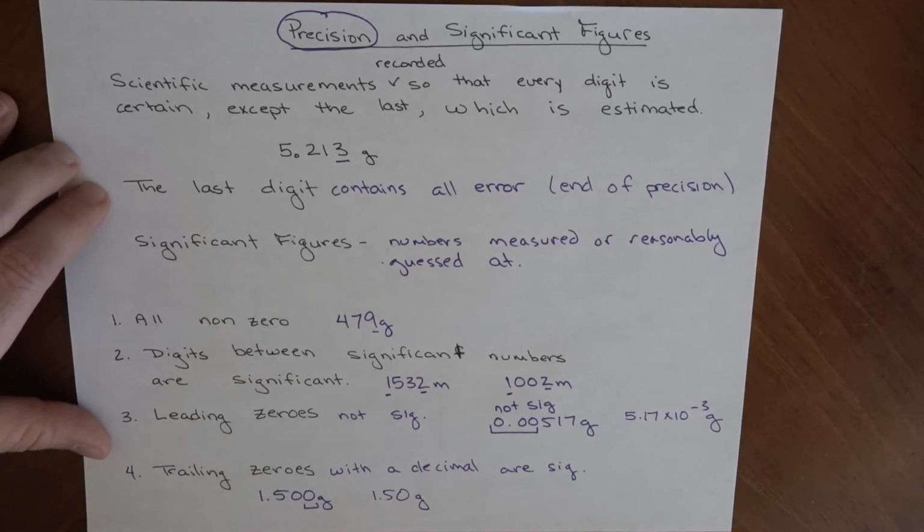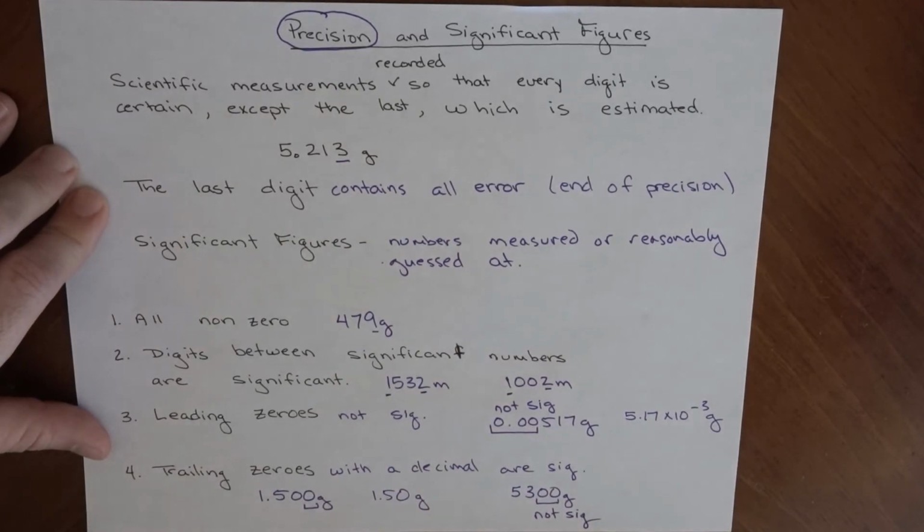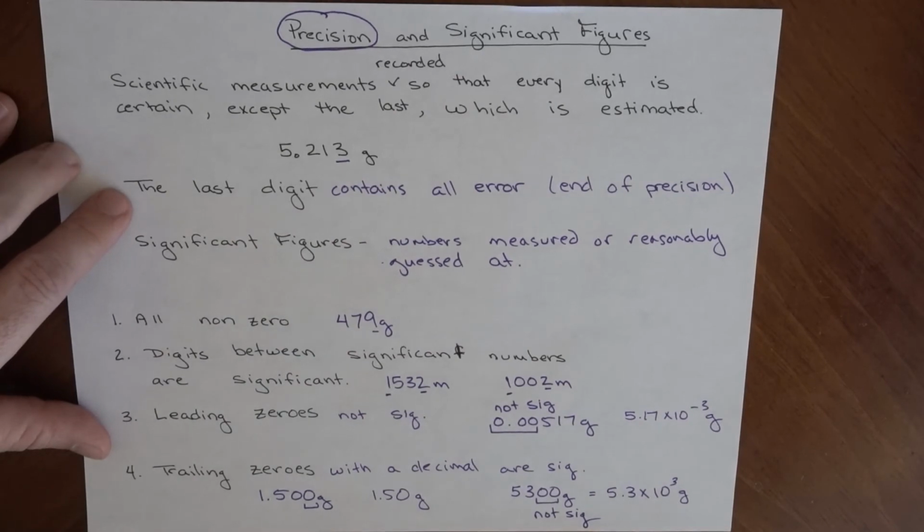All right, so these are trailing zeros with the decimal. However, if I had a number like 5,300, and I want to say that's grams, these are not significant. They are just placeholders. The other way that we could express this number is 5.3 times 10 to the 3. And so this shows us that there are only 2 significant figures in here, and all of my error is actually in this digit right here. So it's in the hundreds place.